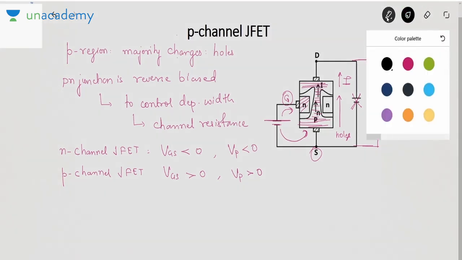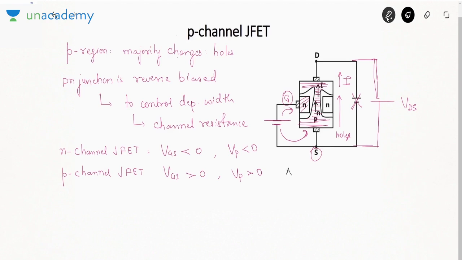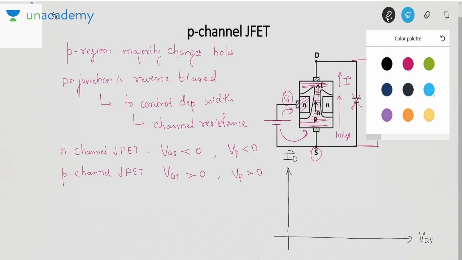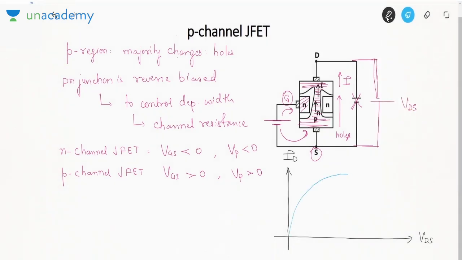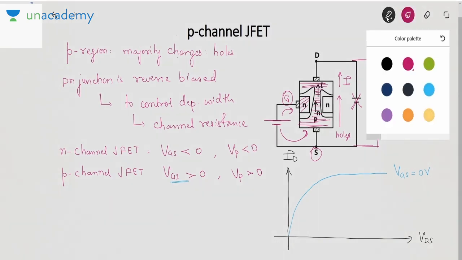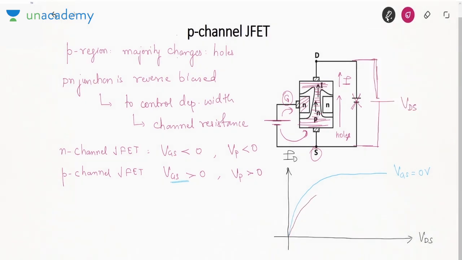Now if you draw the characteristics of P channel JFET, what will happen? I mean the output characteristic, ID versus VDS. So how will the characteristic look like? First I will draw a curve for VGS equal to 0. Now here VGS will be taken as positive for reverse biasing. If you reverse bias the channel, then what will happen? The current will reduce. But here these values will be positive.